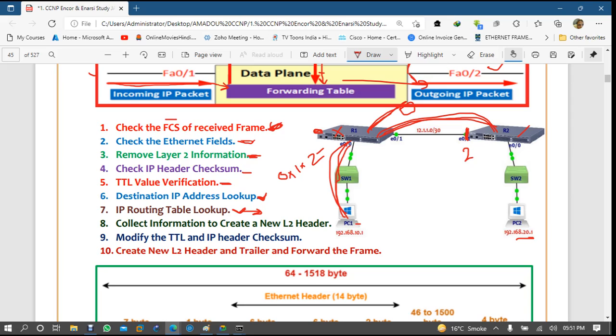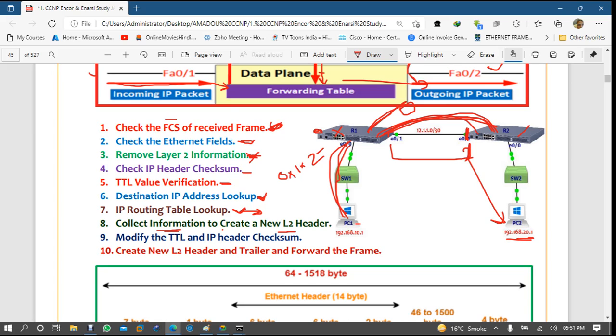Then when this router is trying to forward, it will not directly forward to this computer, because this router will forward the information to the next hop router. When he communicates to the next hop router, he will collect the information to create a new L2 header, because he has removed the old L2 header. So he will create the new L2 header with this neighbor router, not with this one, and then it will modify the TTL and IP header checksum.